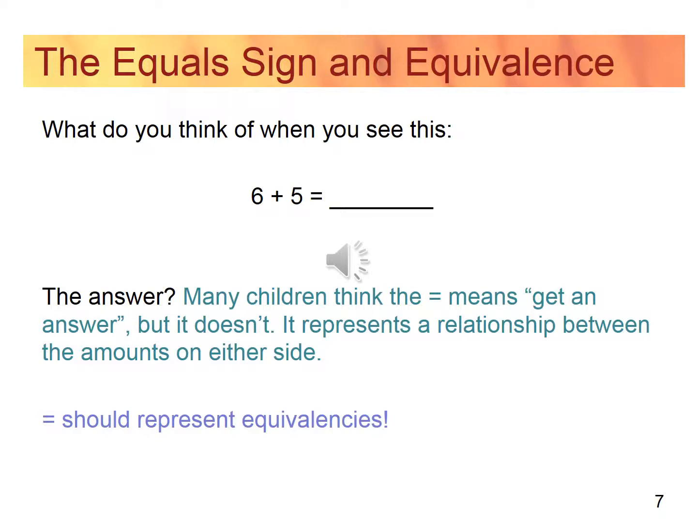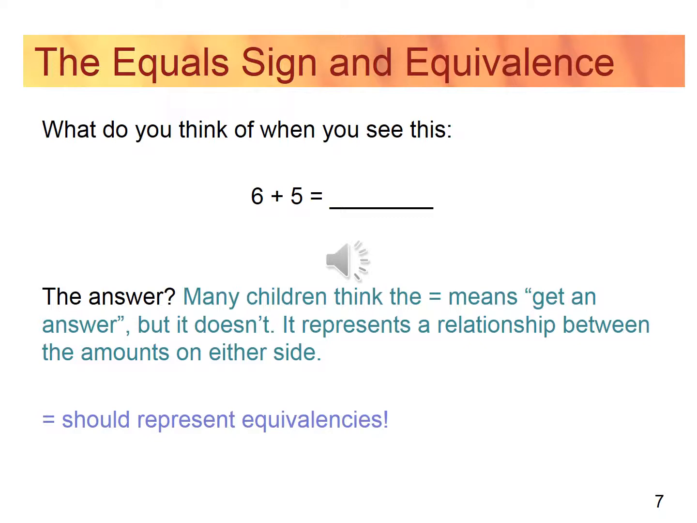That equal sign is not actually a get-the-answer kind of function. What it does is illustrate the connection between what's on the left side and what's on the right side. It is in fact a relational symbol, not a computational symbol. So students need to understand that when they see that equal sign, it doesn't mean get an answer. What it means is that what is on one side is equivalent to what is on the other side.